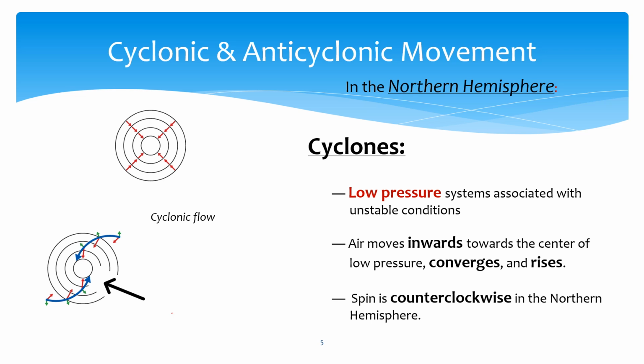With a low pressure system, your air is going to want to rise. As it rises, it is going to create clouds. So if we have a very large low pressure system, we have a good chance of having a lot of cloud development and potentially a lot of storm activity. In cyclones, because they are low pressure systems and air is moving up from the surface, that air moves inwards towards the center of the low pressure and converges. That means all that air is coming together from all directions. When it converges, it has nowhere to go but up if we're at the surface, so it rises.